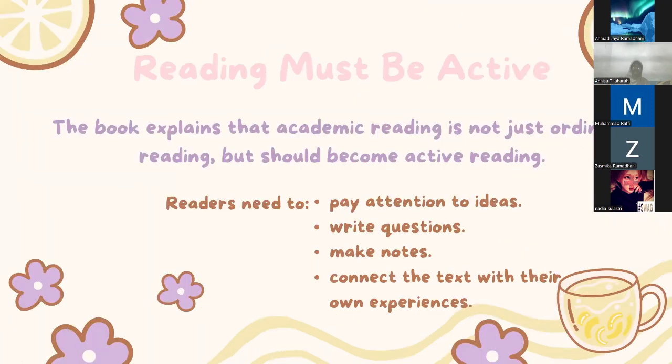Next slide. Reading must be active. The book explained that academic reading is not just ordinary reading, but also active reading. Readers need to pay attention to ideas, ask questions, make notes, and connect the text with their own experience. Next slide.